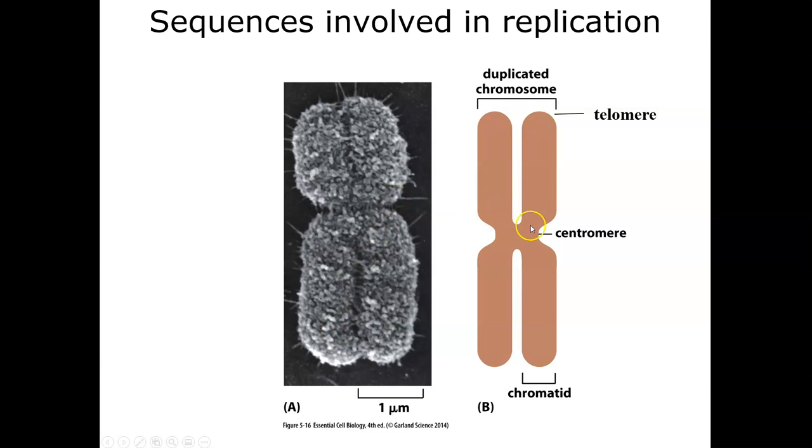Here's a scanning electron microscope image of an actual chromosome. You can see that's how we get these little cartoon pictures. They look very similar. Here's one half and the other half, and they're connected in the middle with the centromere. There are some proteins that might be involved in organizing some of this structure together.